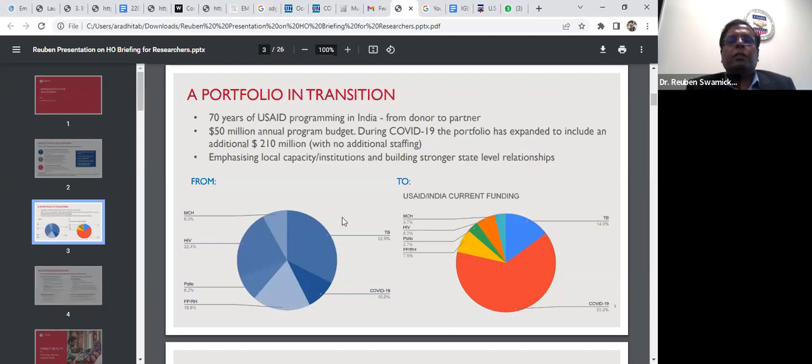So just as I mentioned, 70 years of programming, and we've actually transitioned from being a donor now to being a trusted partner of the government. Our budget in health is roughly about 50 million, give or take. But during COVID, we got an additional $200+ million without any additional staffing, and all of us had to pitch in and do double time and double duty to be able to support the government address COVID.